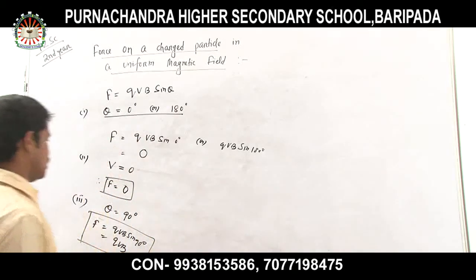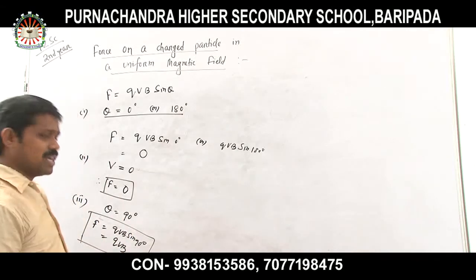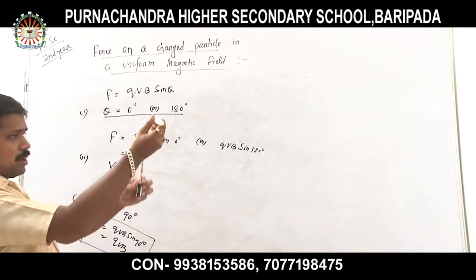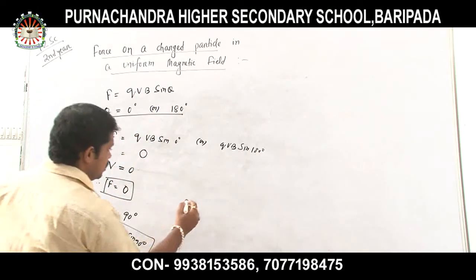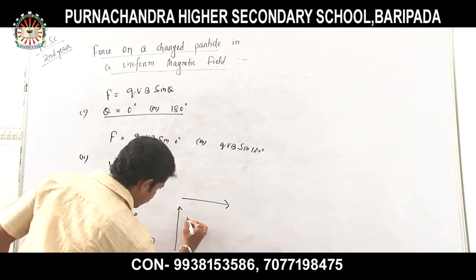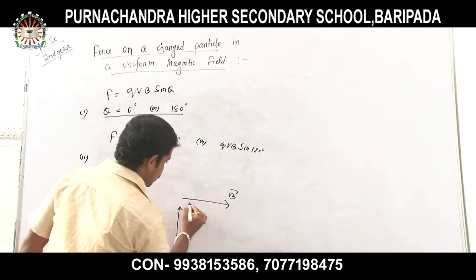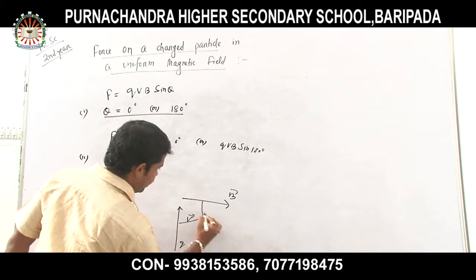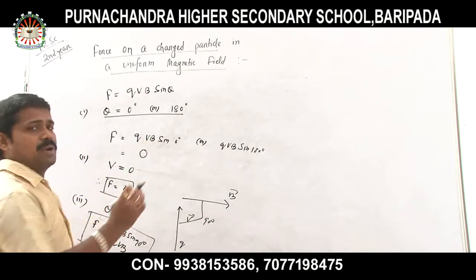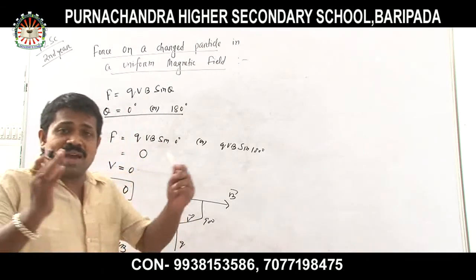So it's a very simple conclusion I can take from here: if a charged particle is entering into a magnetic field in a perpendicular direction, look here. This is the direction of the magnetic field, and the charged particle is entering into it with a velocity v. This is the charged particle. This is the magnetic field direction, and the angle between them is 90 degrees. Then what happens? The charged particle will enter the magnetic field with the maximum force.